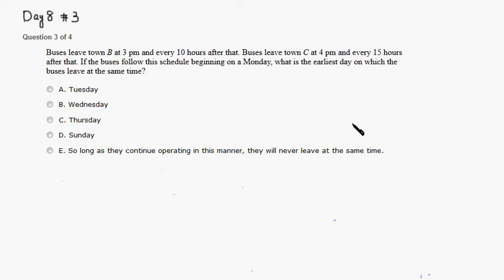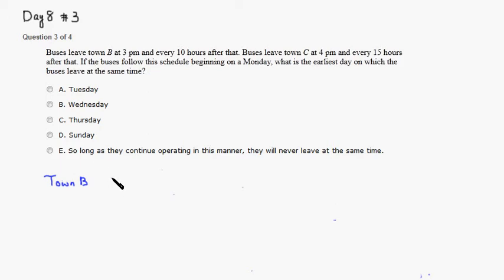Okay, let's go over day 8, number 3. Right? So the bus leaves town B at 3 p.m. and every 10 hours after that. So if you have a town, the town B, right? So it leaves 10 hours after 3. So it's a multiple of 10.